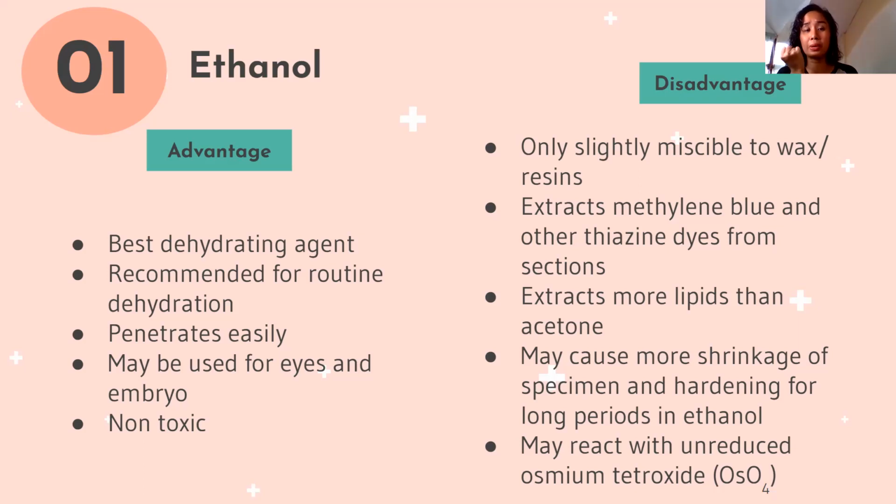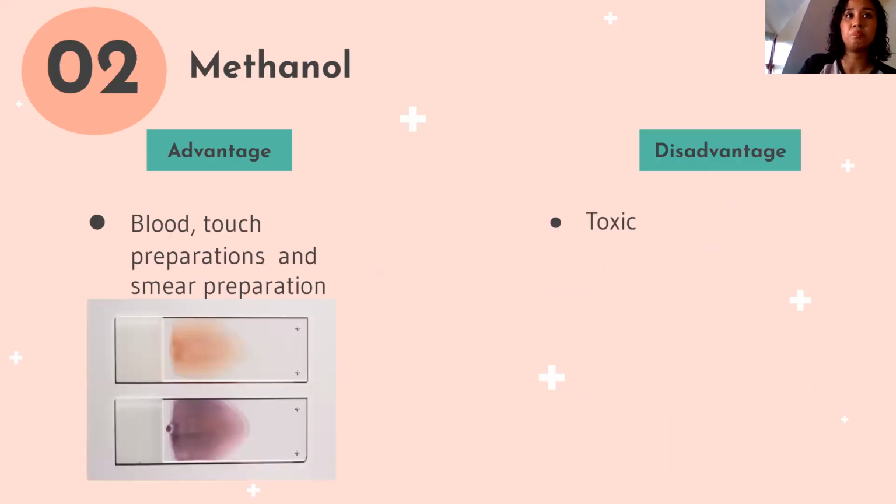It could draw out lipids, especially if you place it for a very long time, and it may cause shrinkage if you place it in ethanol for a very long time. So wag na lang, okay? And class, ito, it could react with unreduced osmium tetroxide. Okay, so if you did not remove your osmium tetroxide, OsO4, properly, it could react with your ethanol.